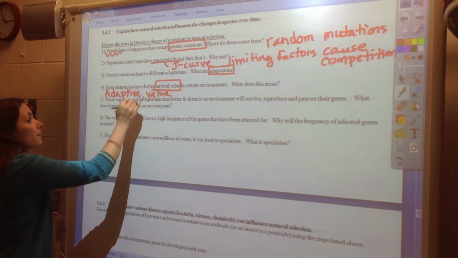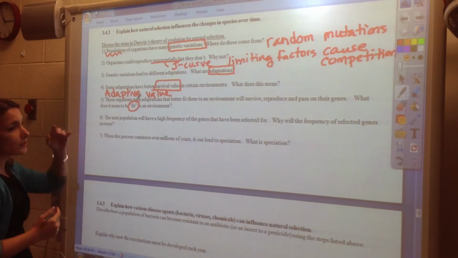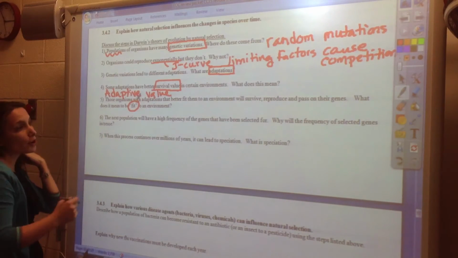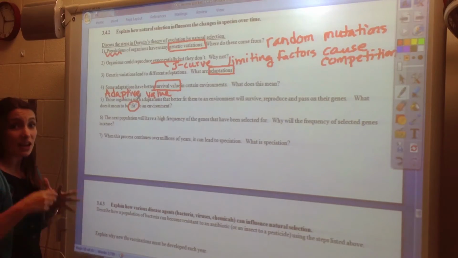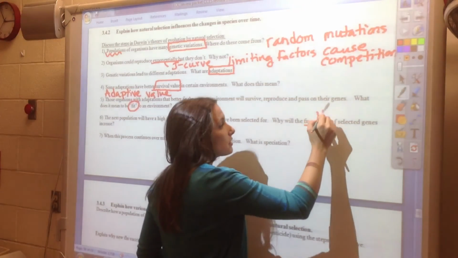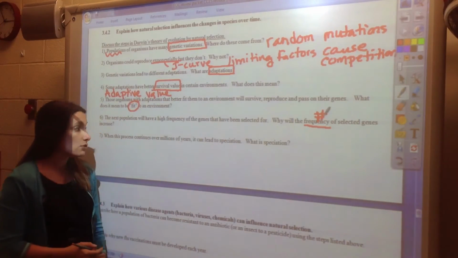What does it mean to be fit in an environment? And why will the frequency of selected genes increase? So if you have some organisms that survive long enough, why will that gene increase in frequency? Remember, frequency means number. Why will the number of that type of gene increase?